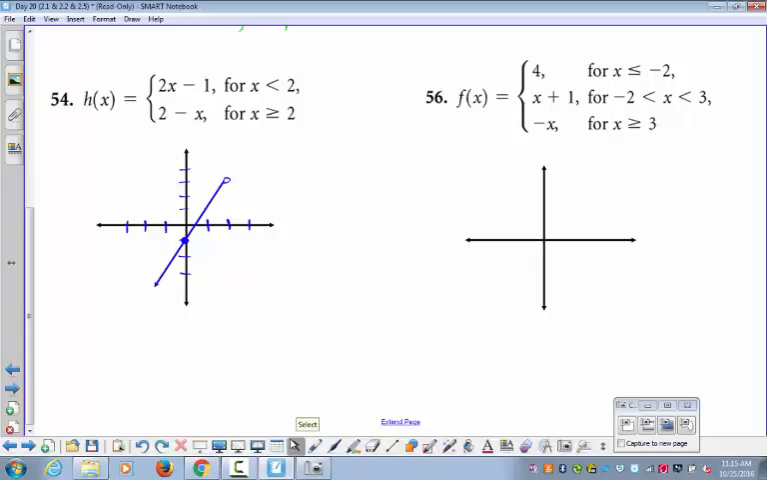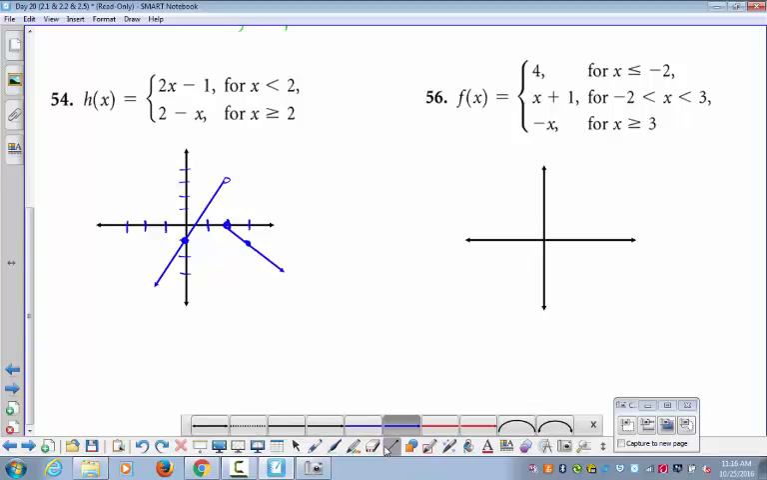For the second piece, 2 also. We get 0 there, and we include it, so we put a closed circle. And then a couple of choices. You could look at it and say, hey, the slope is -1, so you could go down 1 over 1. That would work. Or if you want to keep it super simple, just pick another point. Plug in the one next door, 3. 2 minus 3 is -1, and you get that point. And so there is our second piece. So that's the graph of our function.